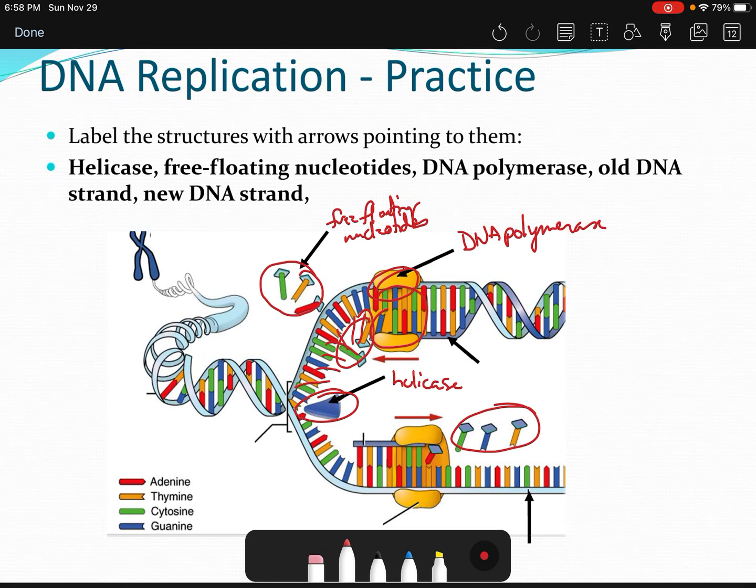And then this right here, the outer part here on both of these, this is the old or original DNA strand. I like original rather than old because you know, I'm pretty old myself, so I don't necessarily care for that word. So we'll just say original DNA strand. And then you have the newly copied right here. This is the new DNA strand.